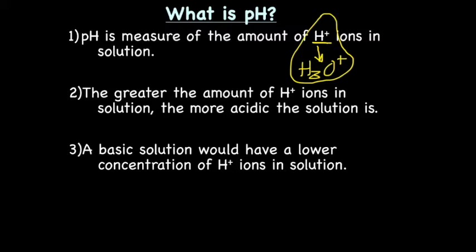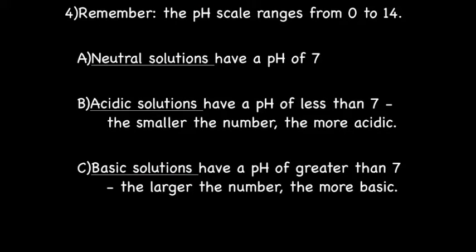Okay. So the greater the amount of H+ ions or H3O+ ions in solution, the more acidic the solution. Basic solutions would have lower concentrations of H+ or H3O+ ions in solution. Okay, and let's do a really quick review on the pH scale. Remember that the pH scale ranges from 0 to 14, and that a neutral solution, which means it's not acidic or basic, would have a pH of 7.